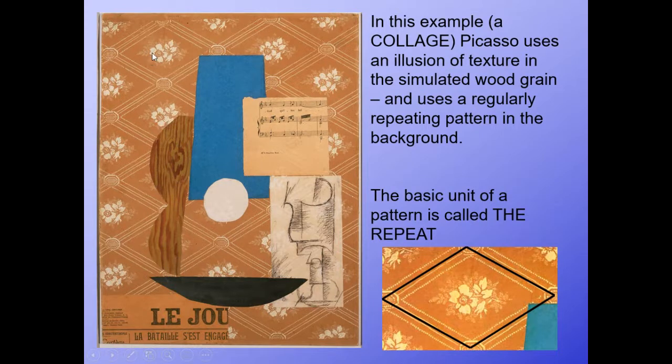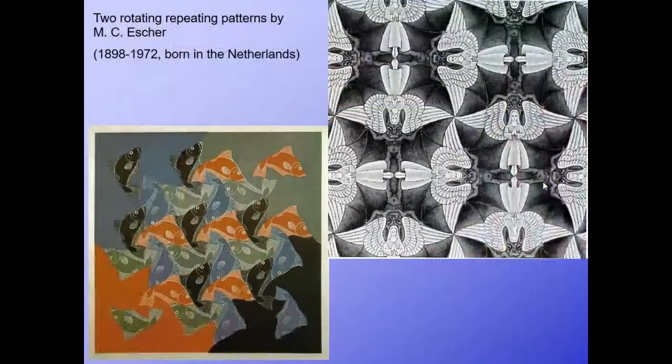so it tries to really create the illusion of wood. But the background of this piece, the base of it, is also wallpaper, and that wallpaper has a regular repeating pattern in it. That diamond shape, which I've pulled out for you here, repeats over and over again to the left, to the right, above, and below. That is what I would refer to as a regular repeating pattern. And the element of that diamond shape is the part that repeats. And so we'll refer to that unit as the repeat.